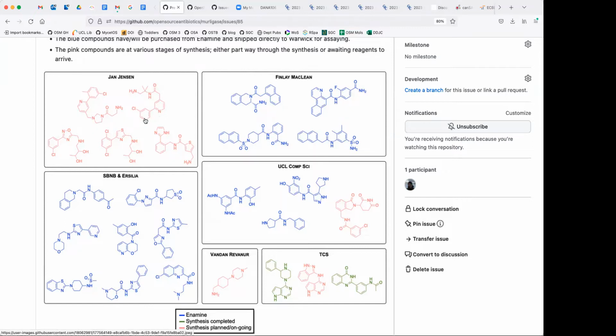The left one is a bit of a struggle. I think it's because of this ring in the middle. It's not behaving too well, but I'm trying to get that. And then in the UCL CompSci box, that's one we have to make, but that one got shipped to Laura, so she has to send that to us. Then we can do that one reaction.